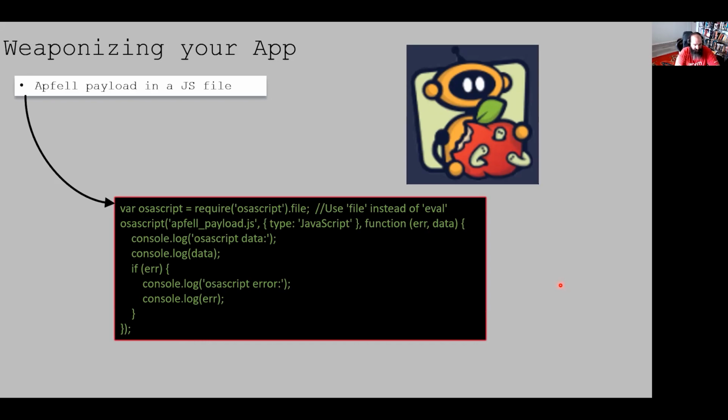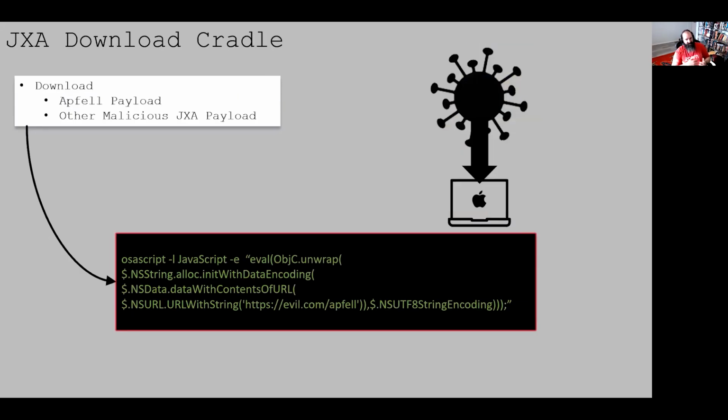The other thing that we could do, though, is we could go back and use the eval function, and we could actually have our app call a JXA download cradle, and you can download and execute the hosted app-file payload or some other JXA file with a one-liner. And this is the JXA download cradle. You could put this one-liner into that script variable that we had in the very first example, using the eval function in the osascript node module.